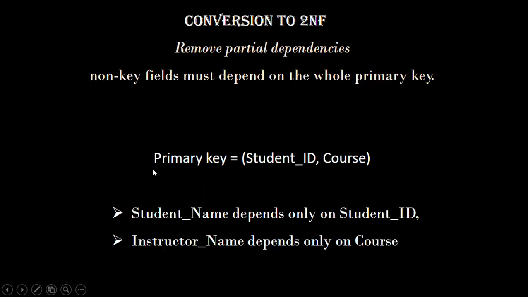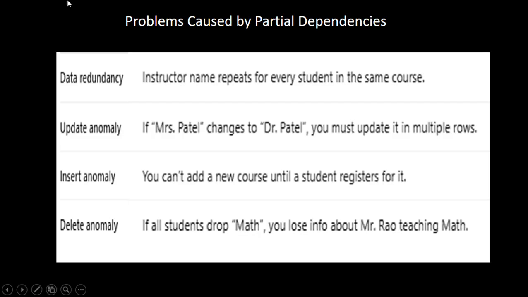First, we'll see what problems are caused by partial dependencies. Instructor name repeats for every student in the same course. Data redundancy applies, and there would be an update anomaly. If we want to change the instructor's details, you must update multiple rows. Insert anomaly: if you want to add a new course, a student should register. We can't just add the course details. And in the same way, delete anomaly: if all students drop from one course, at that time even the instructor's details are gone.